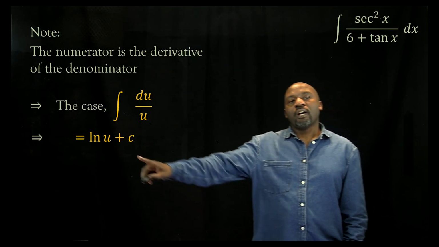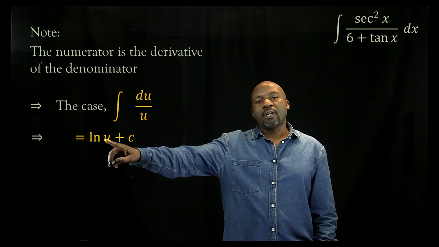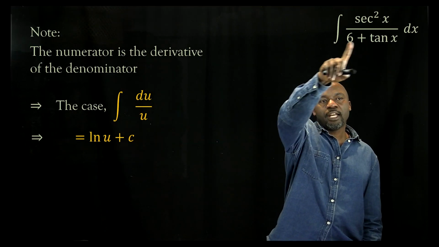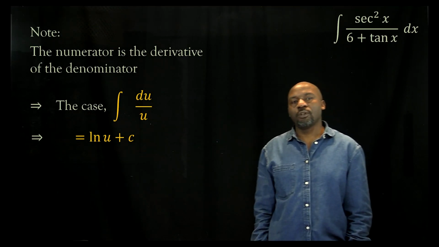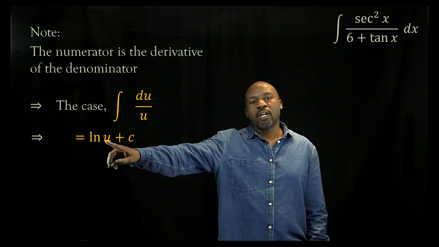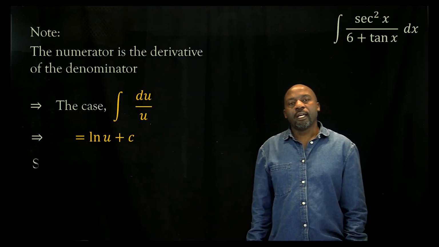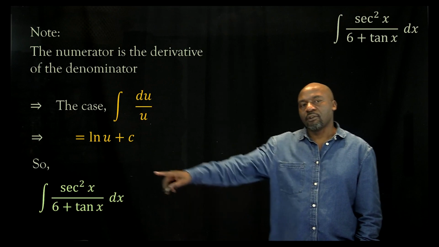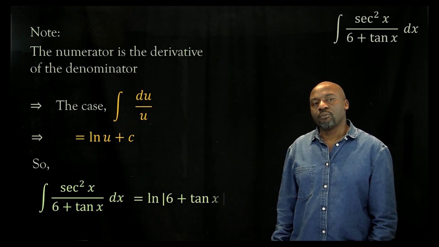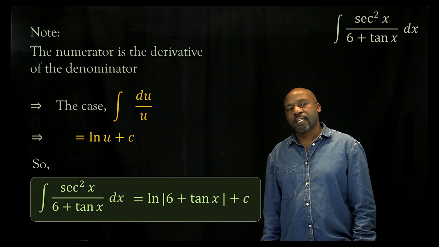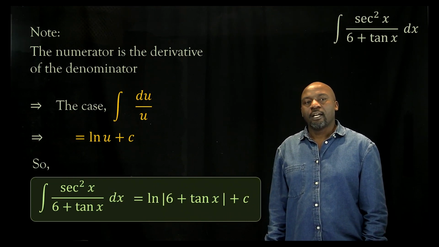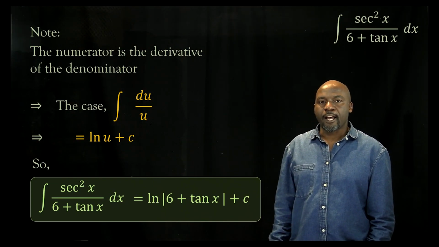All we have to do now is put back our value of u that we had substituted. Remember, we said let 6 plus tan x be equal to u. So I'm simply going to put that back there, and we conclude that the integral of that expression is just going to be ln of 6 plus tan x plus c, like that. Hopefully you understood.